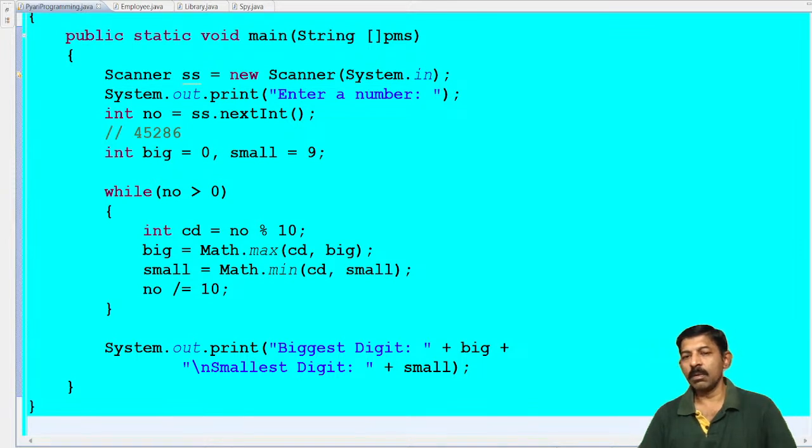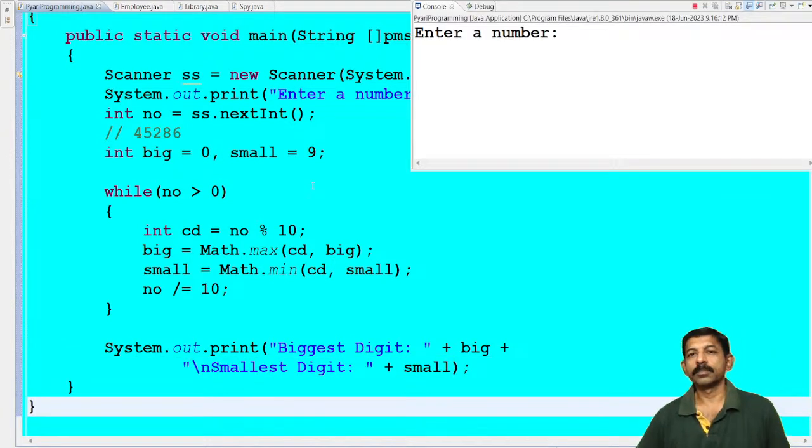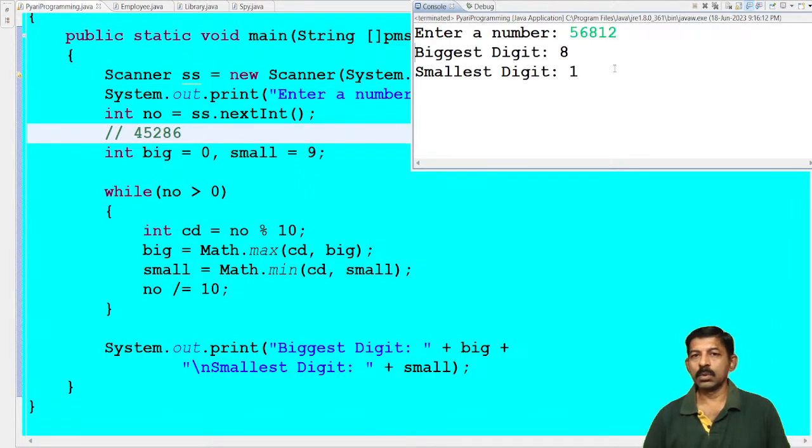Can I run the program now, or is something missing? Main close, class close. Already I have closed it over here. That's why I am showing you. It's already closed. So let's run this. I am giving the number 56812. We got the biggest is 8, smallest is 1.